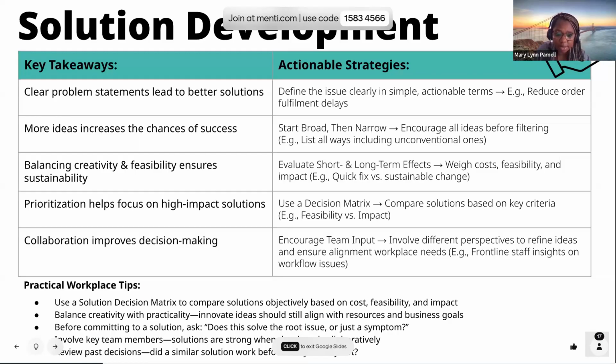Balance creativity with practicality. Innovative ideas should align with resources and business goals. So ideas are great, but we also want to make sure that we do have our resource and business goals also in tandem. So it's a tension that we really need to work on. Before committing to a solution, always ask, does this solve a root issue or just a symptom? And then just making sure that we involve key team members. Solutions are strongest when we develop them collaboratively. And then also review past decisions. Did a similar solution work before? Why or why not? Really using our past also to inform our present and our future. It's always good to look back.